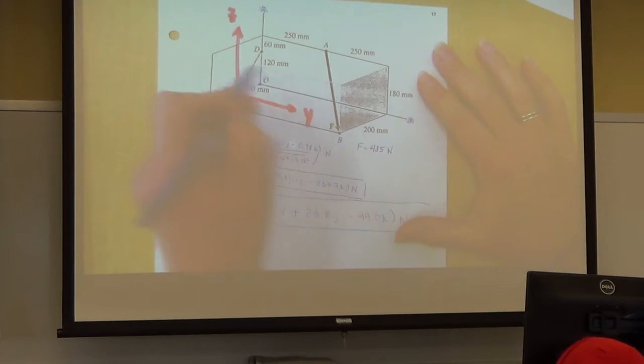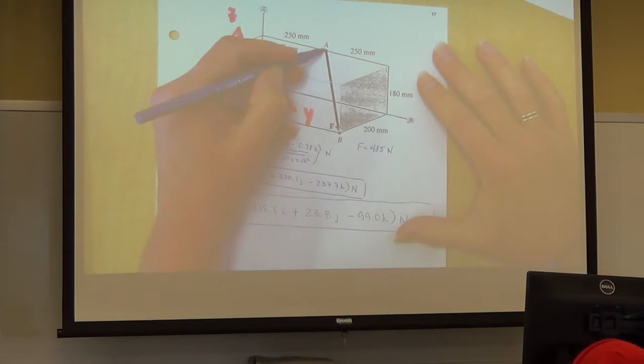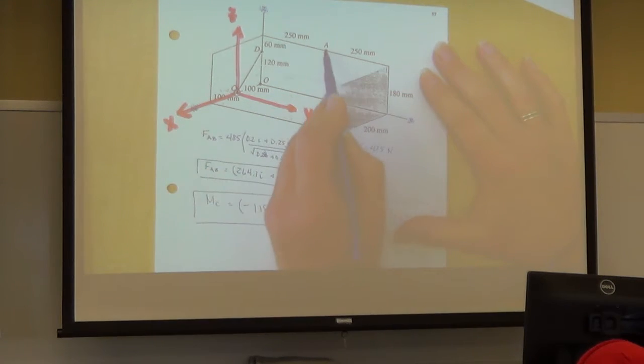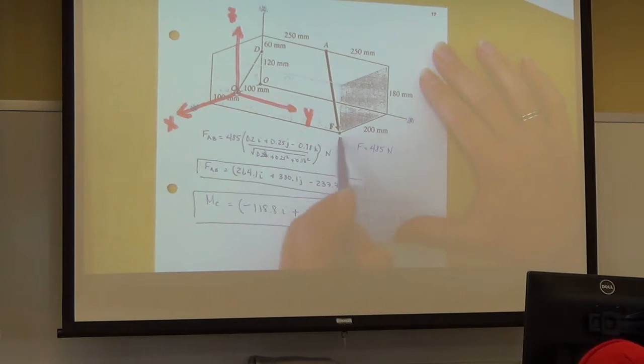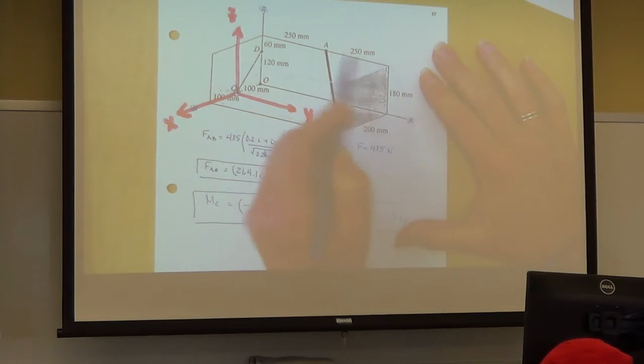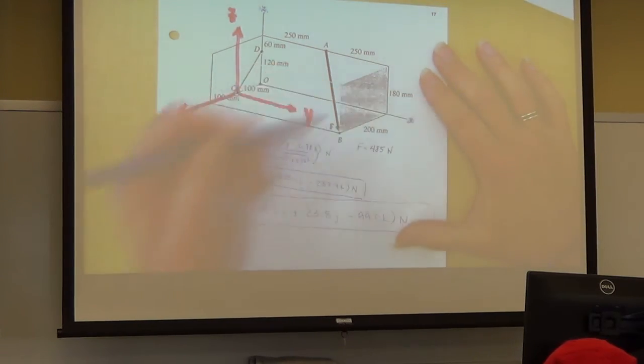Okay, so let's see. So we're going from A to B in the X direction. So going from A to B in the X, it's 0.2. You see? And then going from A to B in the Y, it's 0.25. And then in the Z, it's 0.18.